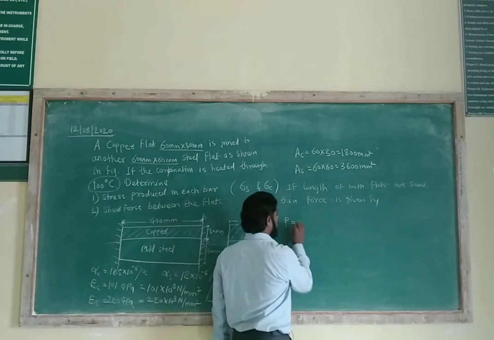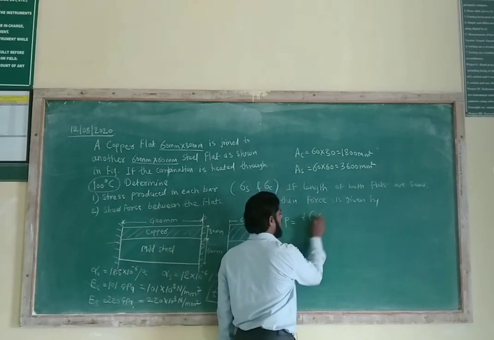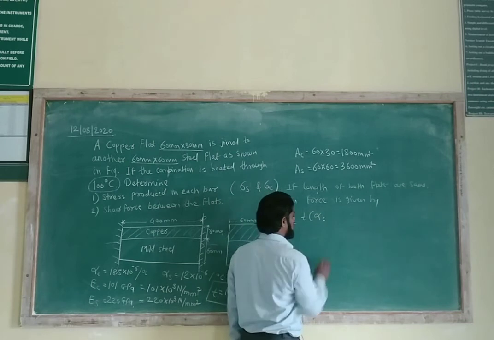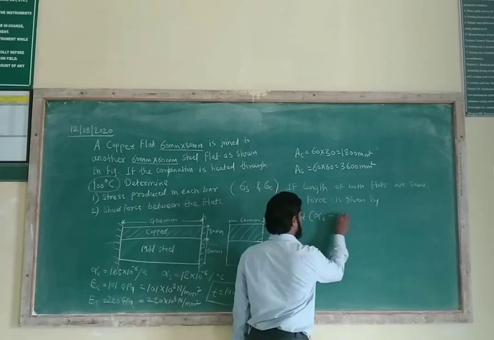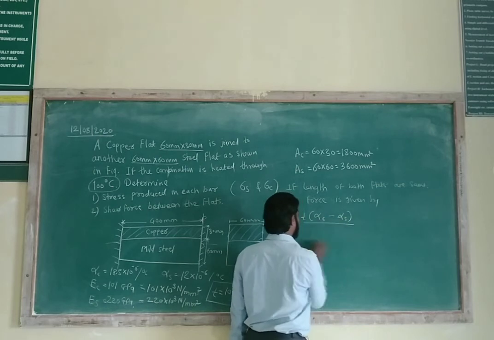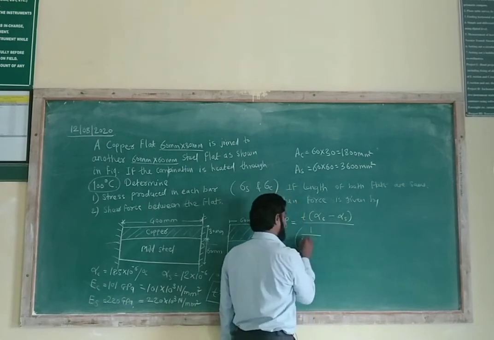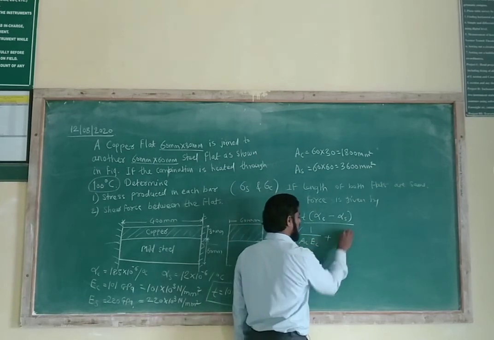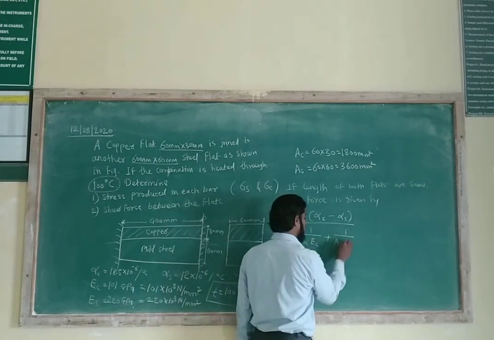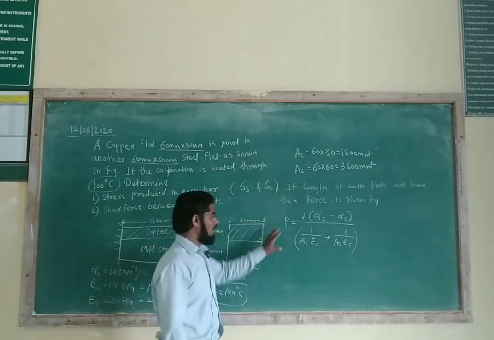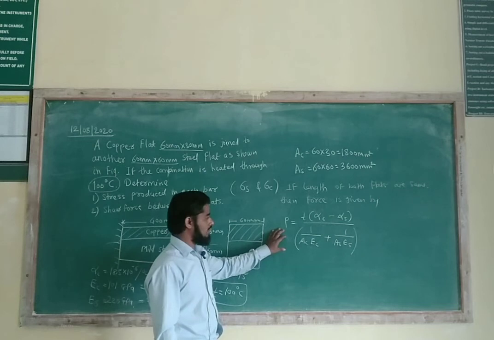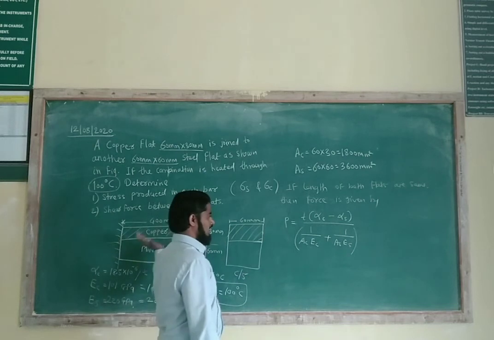That means P becomes T into bracket alpha C minus alpha S, where alpha C, the coefficient of expansion of copper, is higher, divided by 1 upon AC EC plus 1 upon AS ES. This is a short formula for finding the force exerted by the end supports.